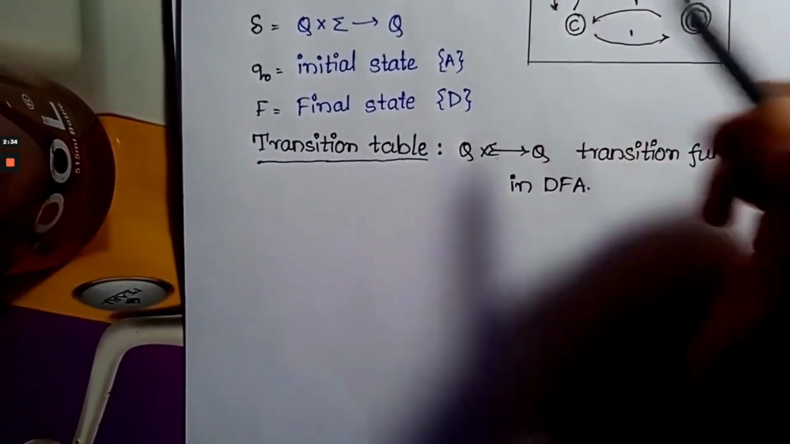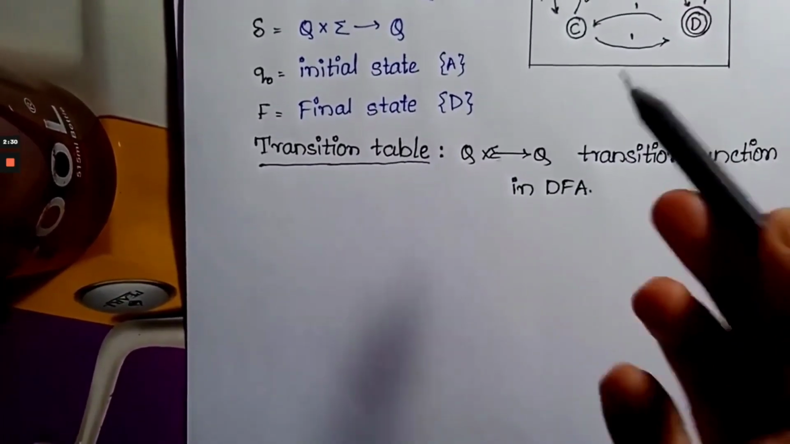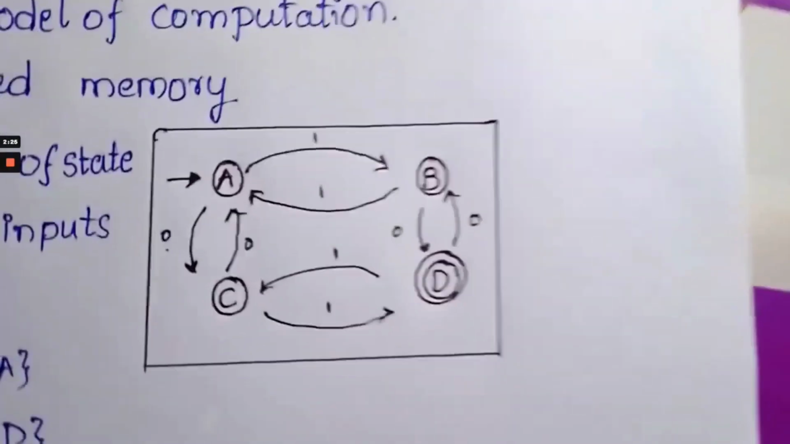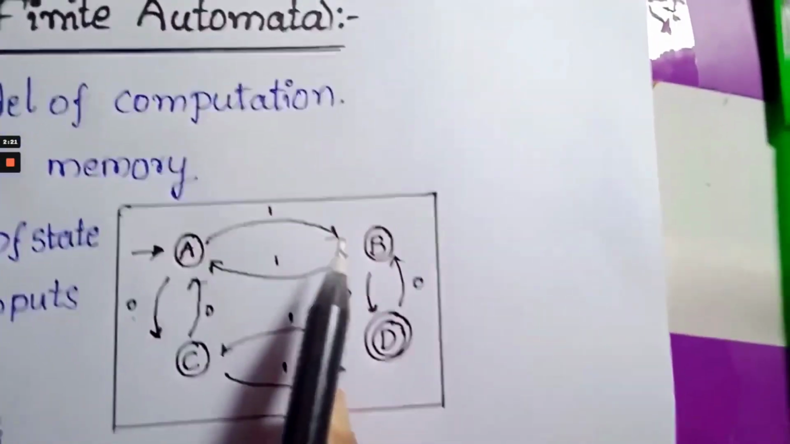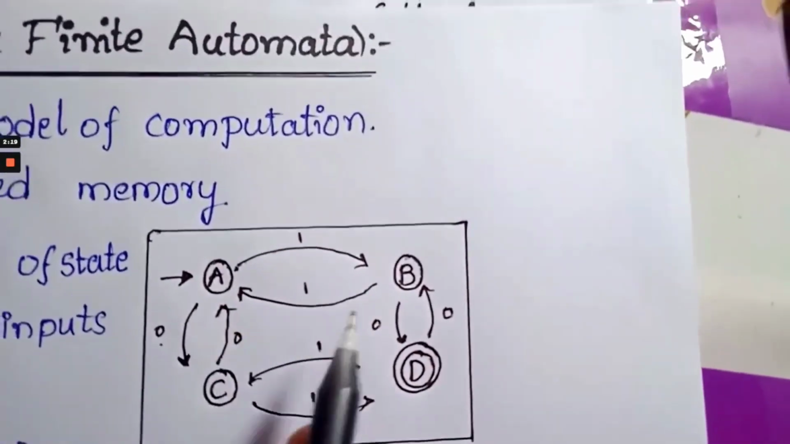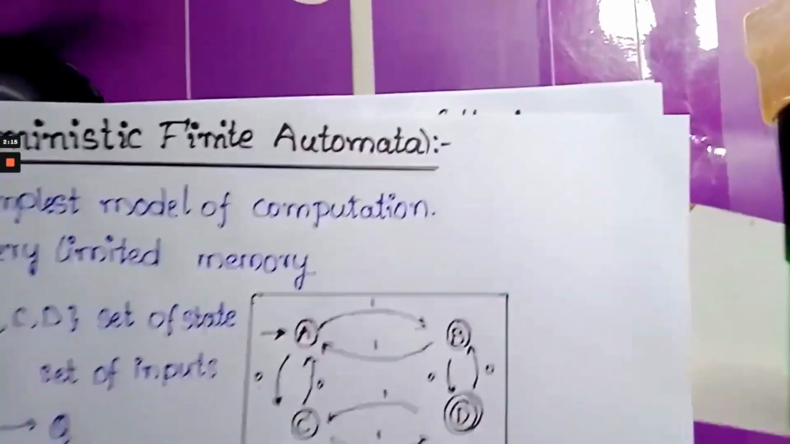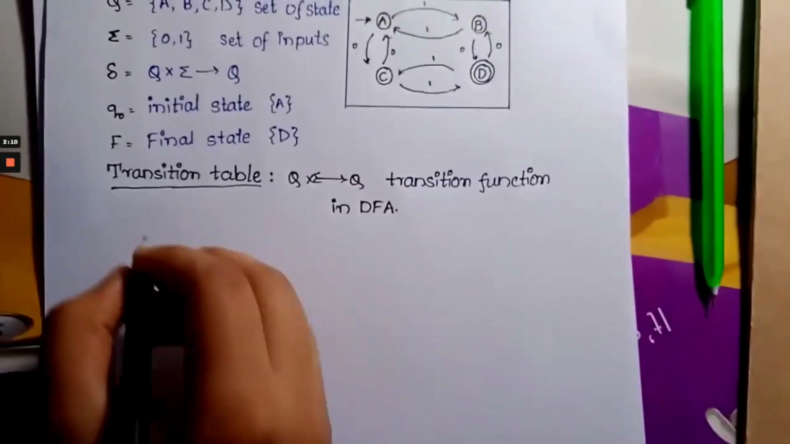So now we are going to draw the transition table for the given DFA. First, we have to see for each state where it is going when the input is 0 or 1. For A, if 0 is the input, it is going to C, and if 1 is the input, it is going to B. In the same way, for every state, we are going to write the transition table. And now, we are going to draw the transition table.